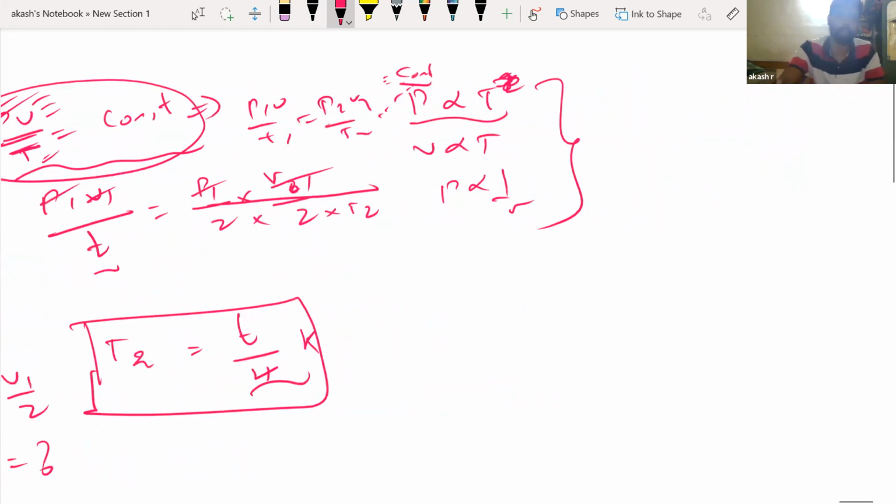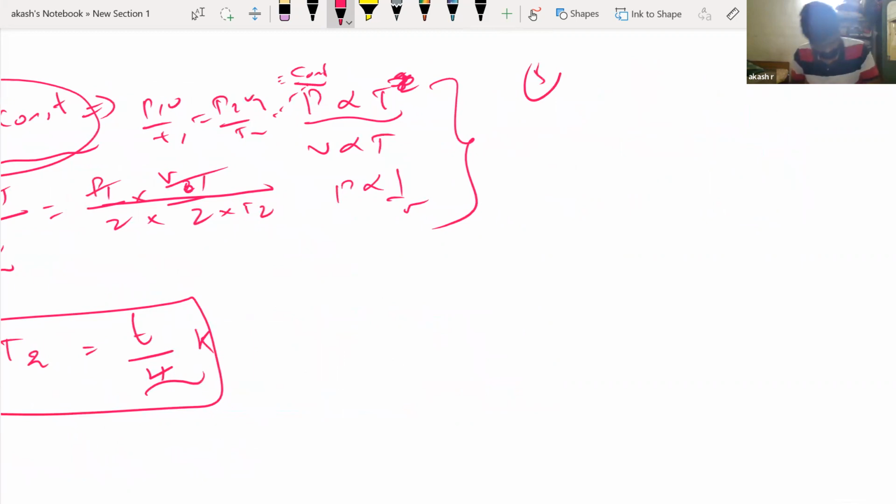A spherical balloon, this is the fifth question for the day. A spherical balloon of 21 centimeter diameter is to be filled with hydrogen gas at NTP.